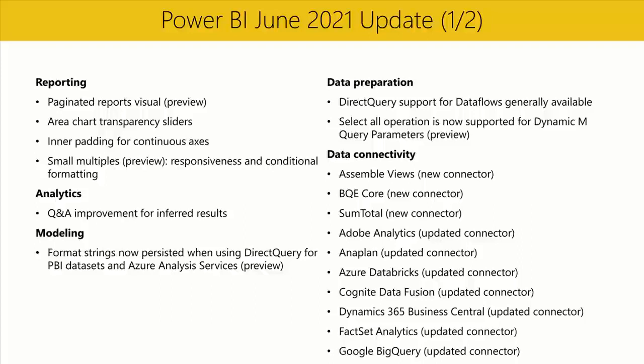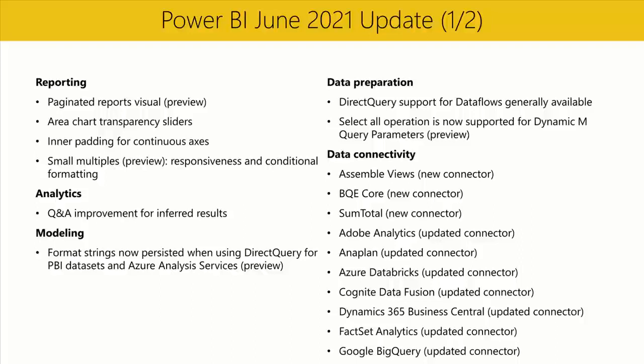In the modelling section, we've heard from many of you that it would be useful to have properties set on a remote model that you've connected to flow through to your local model. This release continues our work to support this functionality, allowing formatting strings to flow from your remote source to your local. We have several updates for you in the data preparation section.